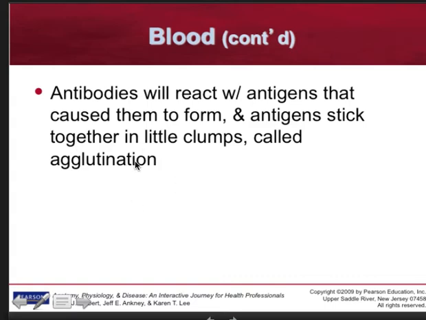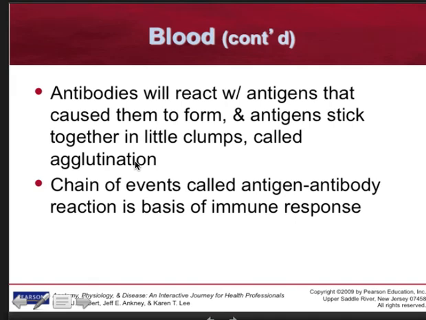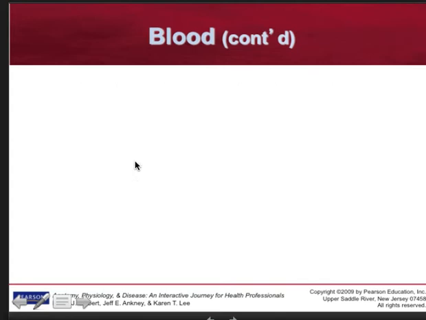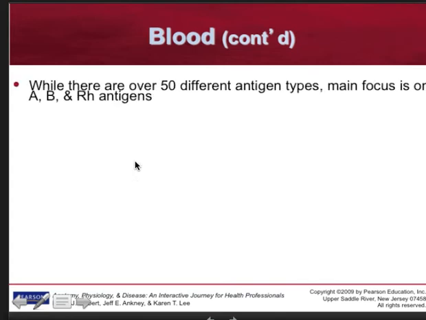And if this occurs, this indicates that you would have a blood transfusion incompatibility if we were to use that blood type. And this is also the basis of the immune response. So this is one of the ways that we fight the bad guy, by actually causing him to immunoprecipitate, and as a result, we're free of the pathogen because we've basically stuck him in the mud and he's unable to do anything else. Well, there's over 50 different antigen types.